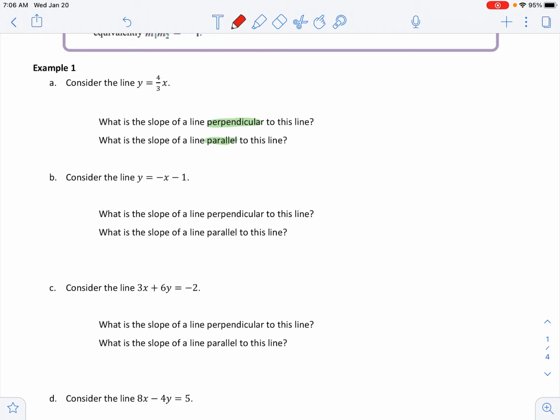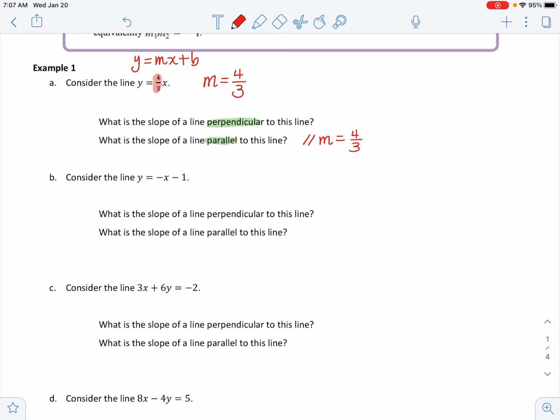This is already solved for y, in y equals mx plus b form, right? So we can tell the coefficient of x, or the number in front of x, is 4/3, as you can see right here. This is your slope. So I'm going to go ahead and say the original slope is 4/3. I'll write that down. Remember, parallel lines have the same slope. So I'll say the parallel slope, and that's the symbol for parallel, is equal to 4/3. It's exactly the same.